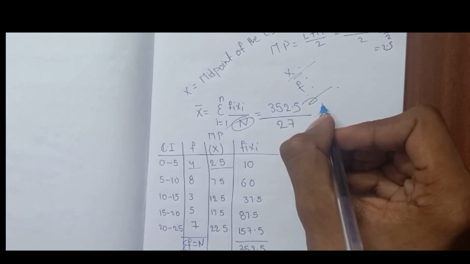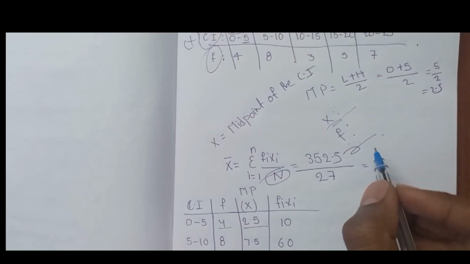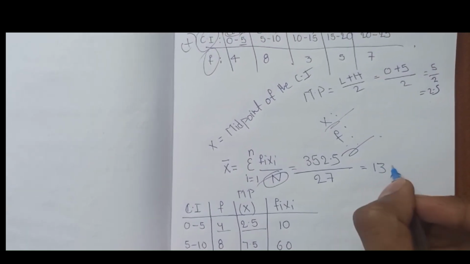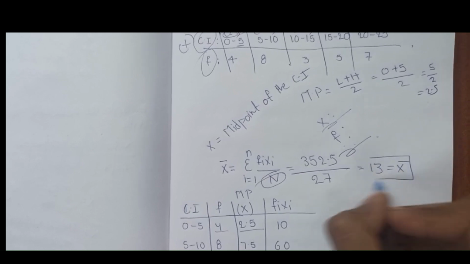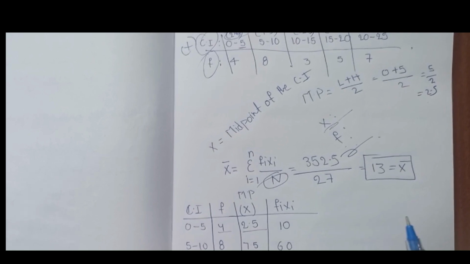Now 352.5 by 27 is equal to 30. The value of x bar, the arithmetic mean, is equal to 30. So this is the way to find it in continuous series.